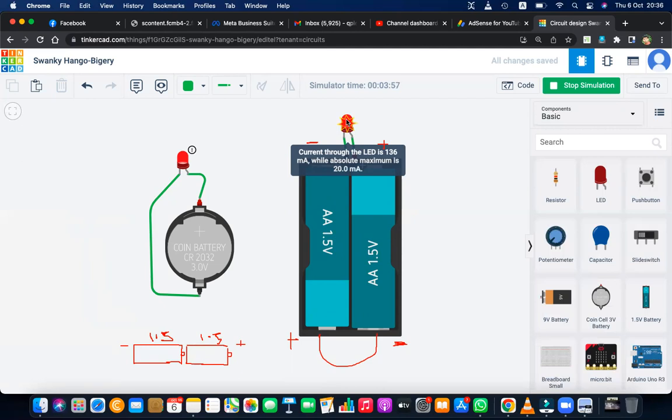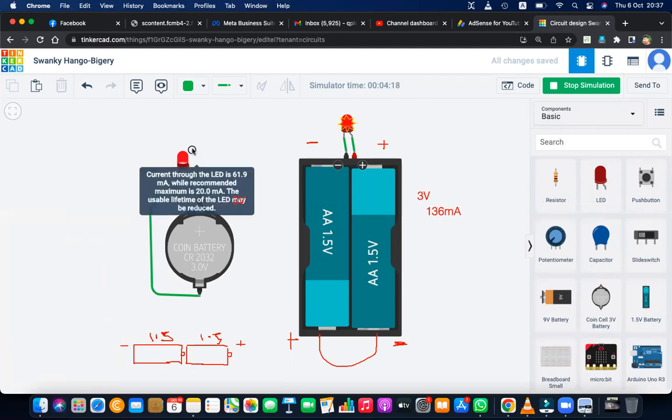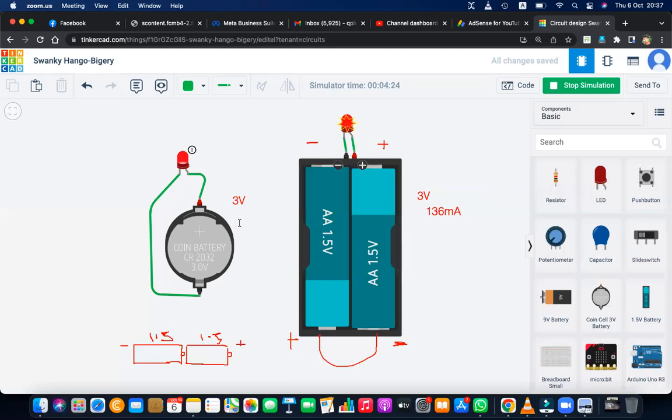The bulb will burn. Now look, this one is also 3 volt. This setup is 3 volt, and this setup is also 3 volt. But this setup gives 136 milliamperes. How much does this one give? This one also gives a lot, actually. Here it is 61.9 milliamperes, right? This setup gives about 60.